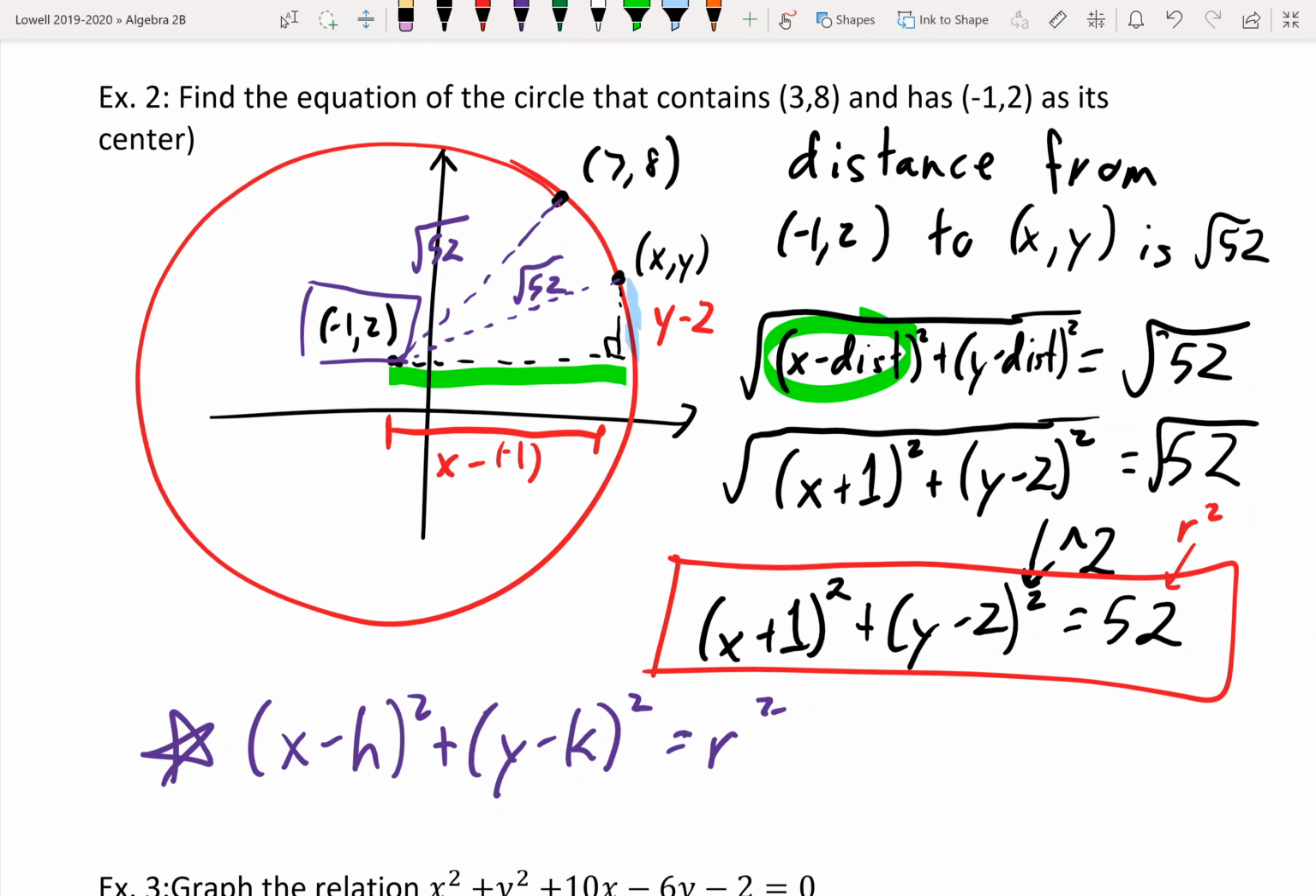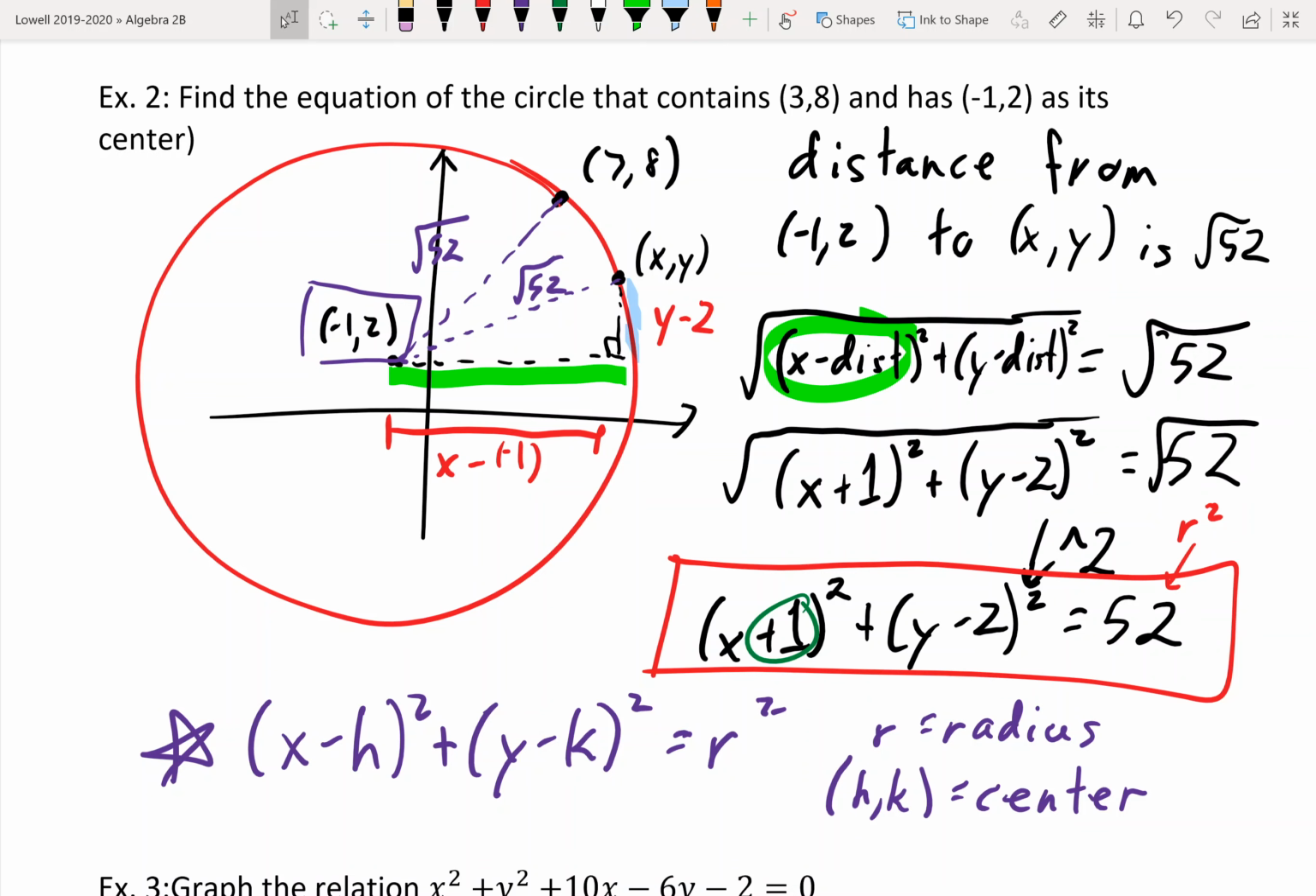And of course, what is the h and the k? And the r? R equals the radius, and this (h, k), that is your center. Notice here that because it was plus 1, it was actually really written as x minus -1.